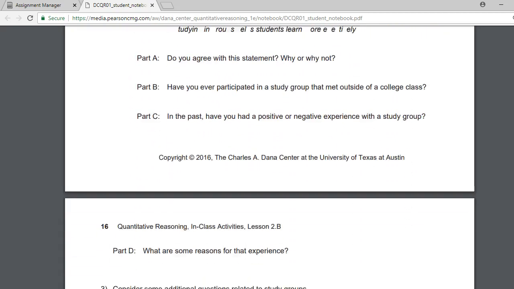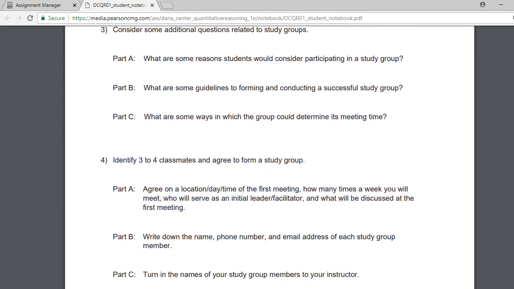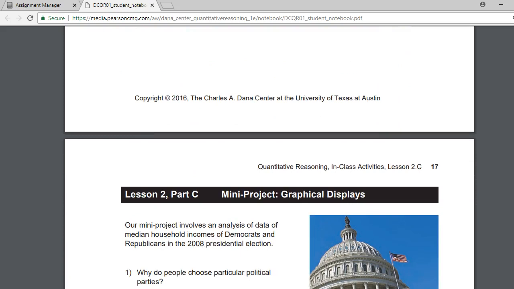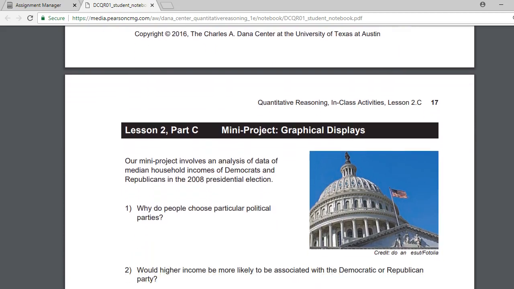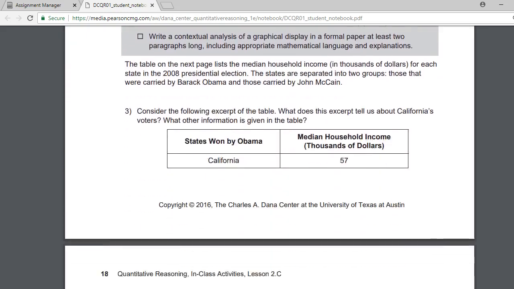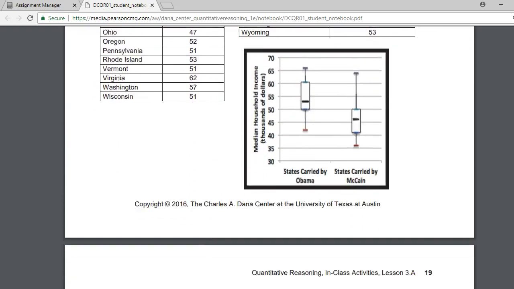We talked about forming effective study groups. I could ask your opinion, but I'm not going to ask something like that on the test for this. We did not do lesson 2C. That is not going to be on the test.